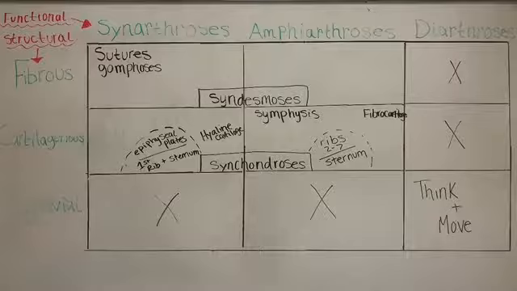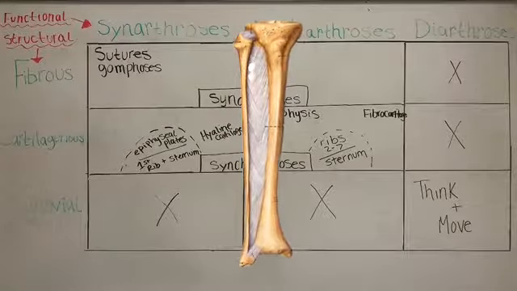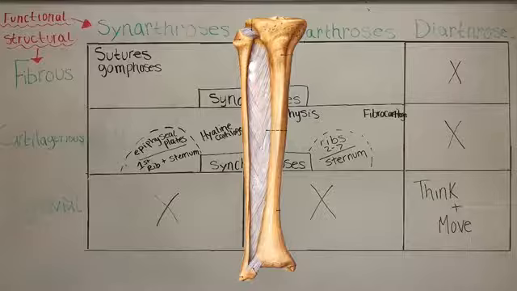In syndesmosis, the bones are connected exclusively by ligaments. This is found in the fibula and the tibia. The amount of movement allowed at the syndesmosis depends on the length of the connecting fibers. So it can either be synarthrosis or immovable, or amphiarthrosis, which is slightly movable.